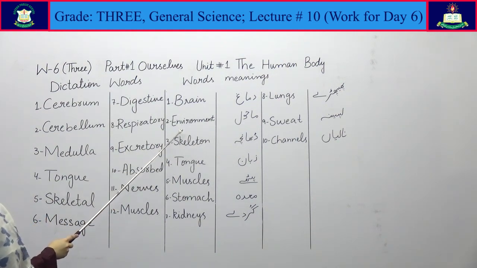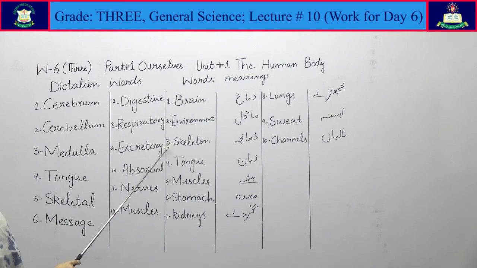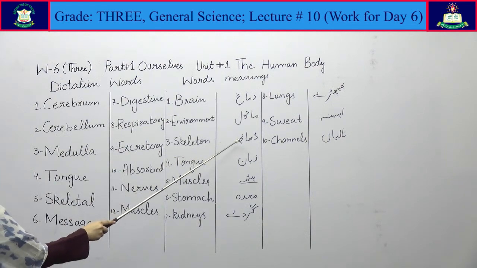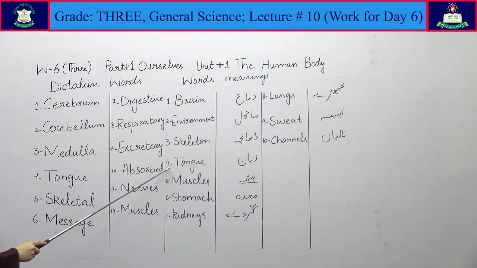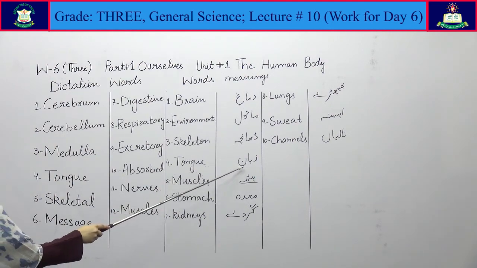What is the meaning of environment in Urdu? माहौल. Third is skeleton. SKELE, skelly. TON, ton, skeleton. Skeleton का क्या मतलब है? ढांचा. Fourth is tongue. T-O-N-G-U-E, tongue. Zuban.